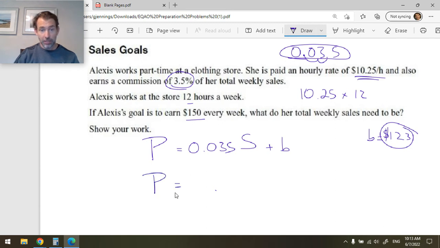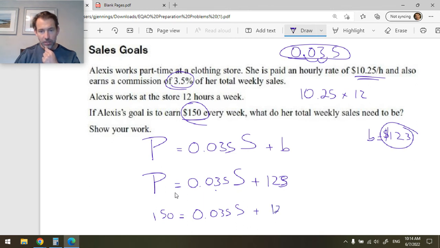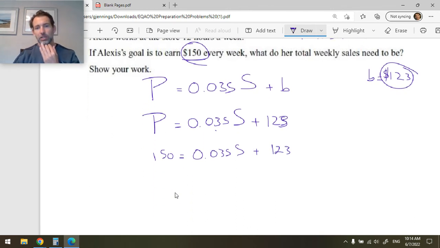Okay, so her total pay is equal to 0.035 times sales plus 123. But we know her goal is to make $150 each week. Oops, did I write 5? I meant 3. So her goal is 150. So she needs some amount of sales plus her base rate. Well, 150 minus 123 would give us, what's that, 27. So she needs to make $27 in commission a week, which honestly is a really low goal. She could try a little harder here.